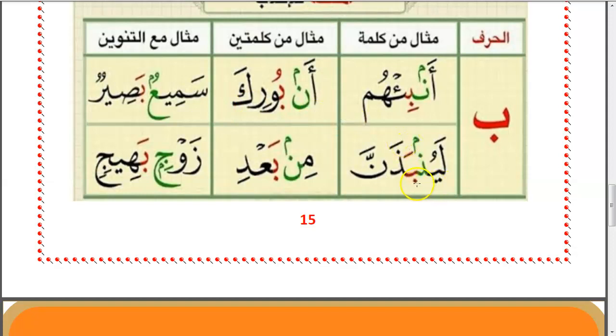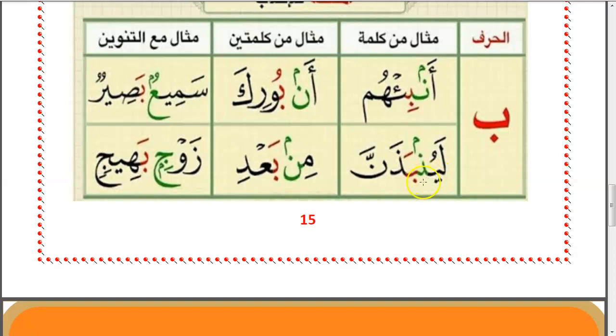So here is Ba appearing after Nun Sakina. We are going to read this as La Yumbadan. Now, this Nun has a Shadda, and you are stopping on it, so just apply only Gunna. La Yumbadan. And this is your Iqlaab. That's how you stop on Nun carrying Shadda. The rule of this Nun Sakina is Iqlaab.